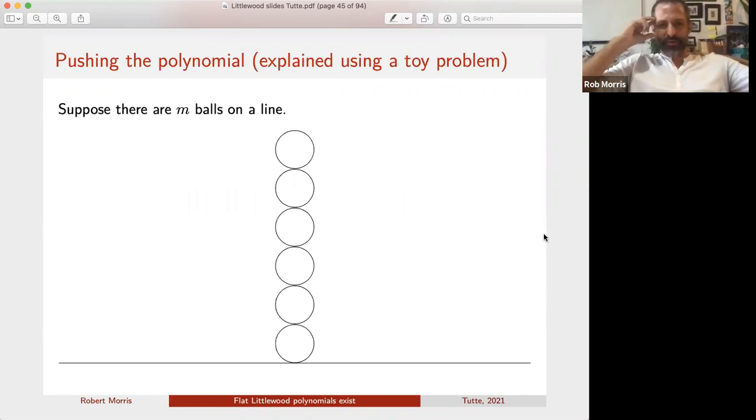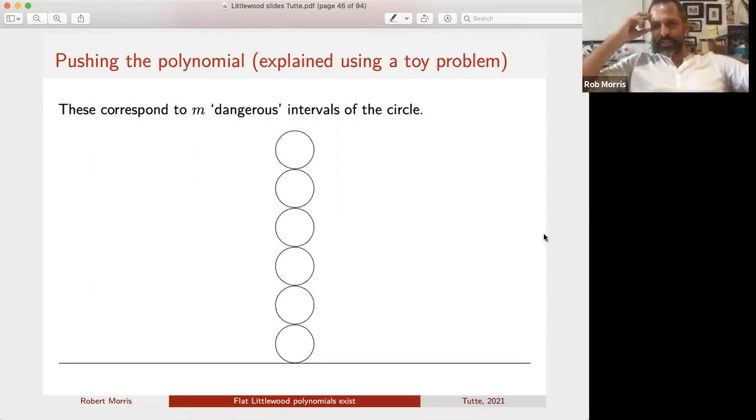Now, in case things are getting a bit technical, let's have a toy problem that explains what we're going to try to do. Even if you haven't understood the last couple of slides, you can hopefully understand this. So we're going to try pushing this polynomial, and here's the toy problem. Suppose you've got the line, so the integers, and suppose you have m balls, and let's say they all start at 0. These m balls correspond to these m dangerous intervals. We have to push them all far away from 0, vertically.